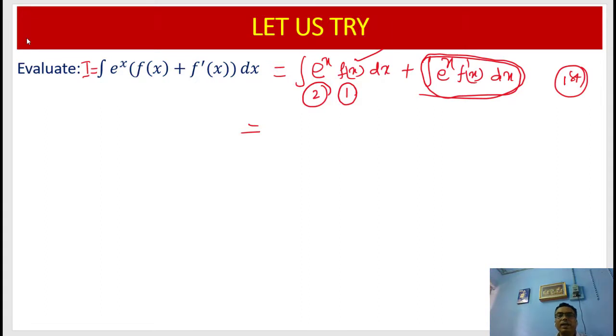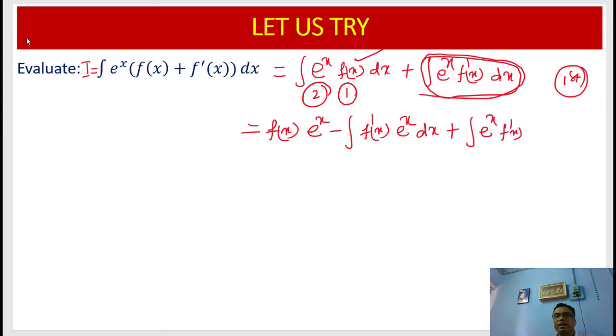So how do I write? First into integration of second: f x into integration of e to the power x is e to the power x, minus whole integration derivative of first, which is f dash x, into integration of second, which is e to the power x, dx, plus integration e to the power x f dash x dx. Are these two cancelled? When they cancel out, a c will come. So e to the power x f x plus c. I write plus c here.